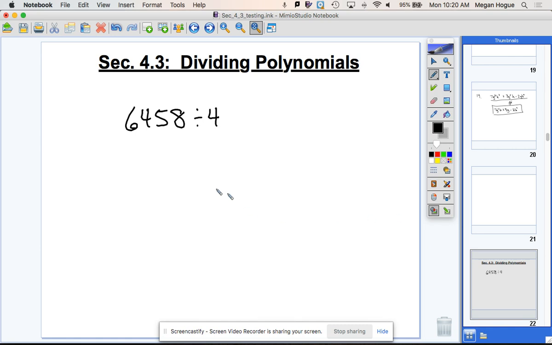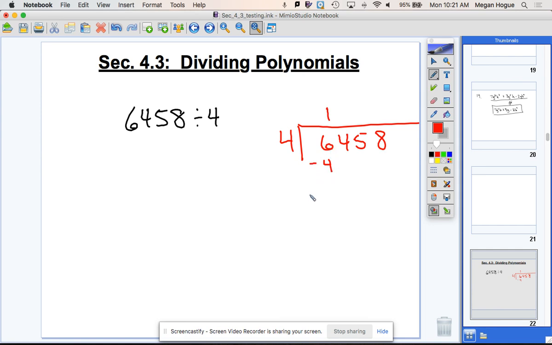All right, so let's talk about dividing. So I'm going to put the 4 out in front. Let me change colors. And then we put this number underneath the division sign. And so we say, okay, how many times does 4 go into 6? Once. So we put a 1 up here. What do I do with the 1 and the 4? You multiply them. Multiply them, and I put it under here. What do I do with the 6 and the 4?